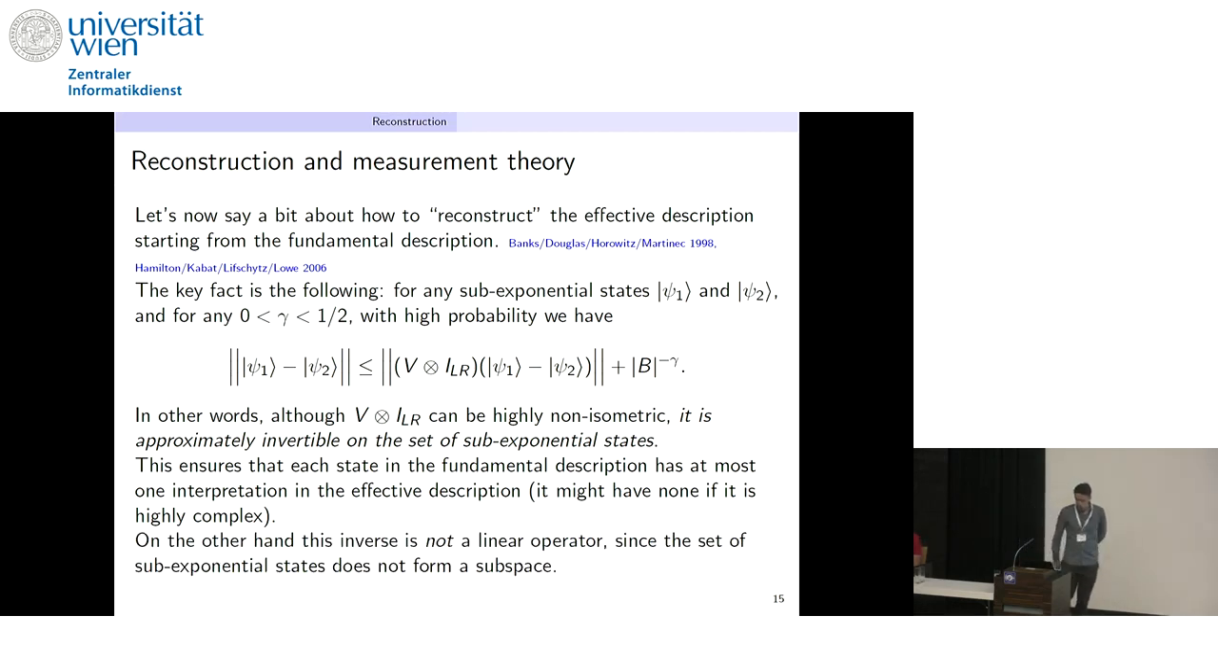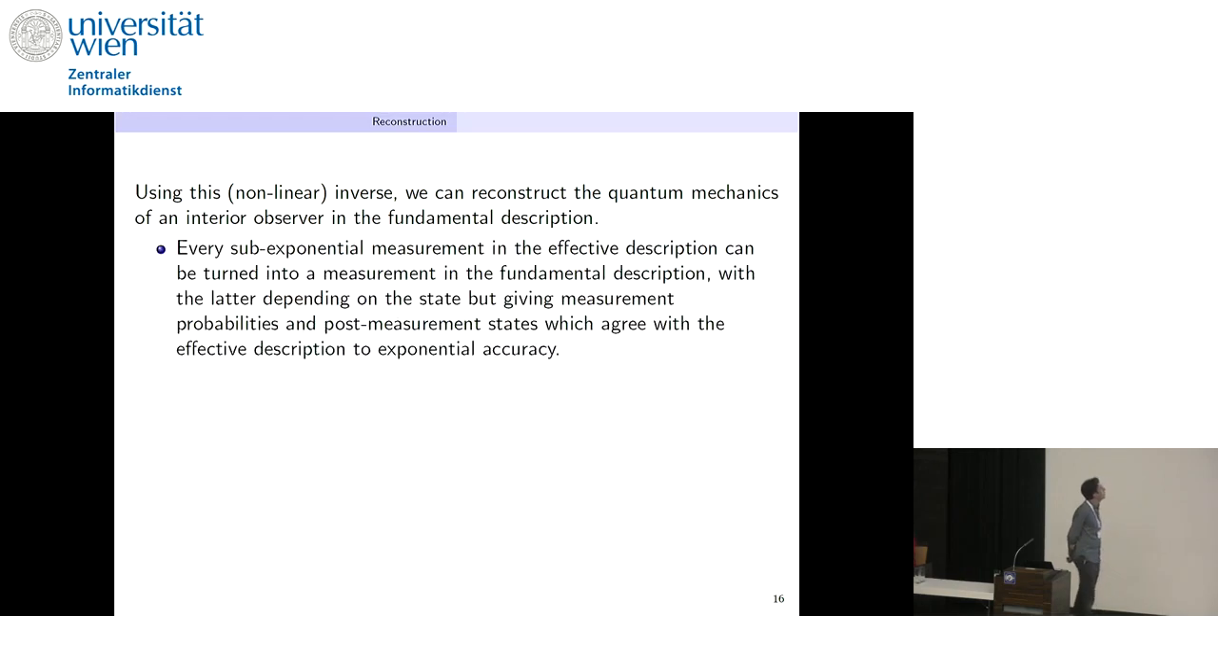On the other hand, this inverse is not a linear operator, since the set of sub-exponential states does not form a subspace. So using this nonlinear inverse, we can reconstruct the quantum mechanics of an interior observer in the fundamental description. Every sub-exponential measurement in the effective description can be turned into a measurement in the fundamental description with the same probabilities and outcomes up to exponentially small corrections.